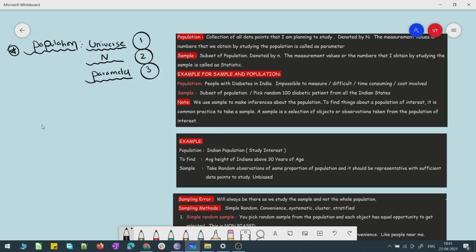Now, let's look at sample. Sample is nothing but a subset of the population. It is just a part or a small section of the universe that I'm talking about. So it is a subset of the population. And it is denoted by the small letter n. And anything that I measure about the sample will be referred to as statistic.